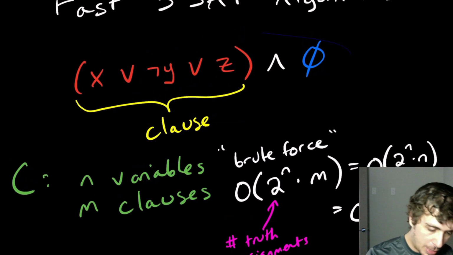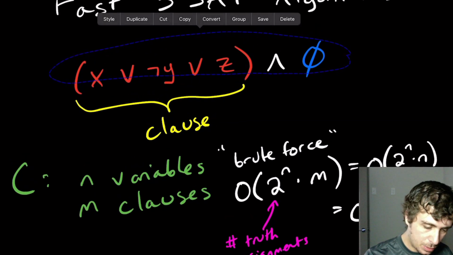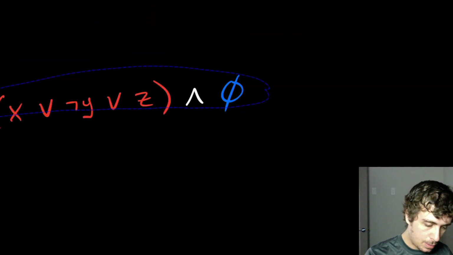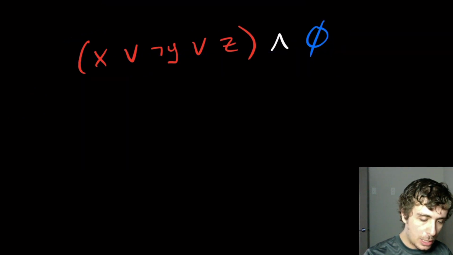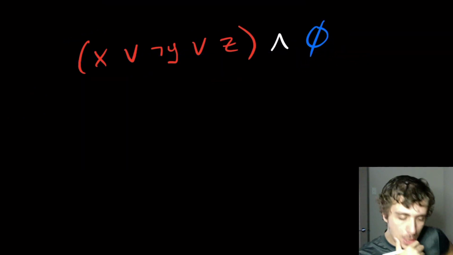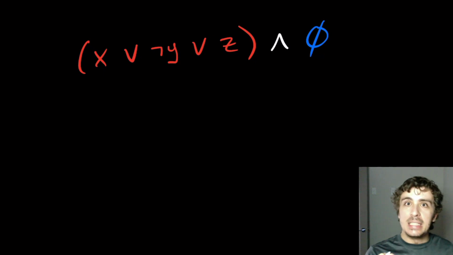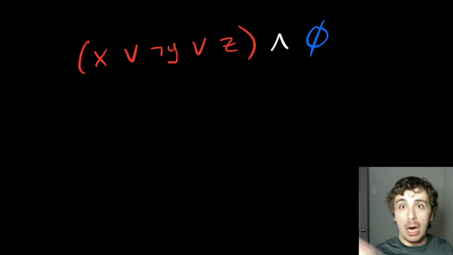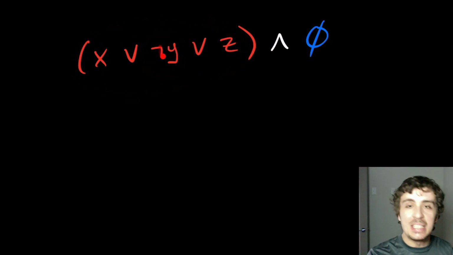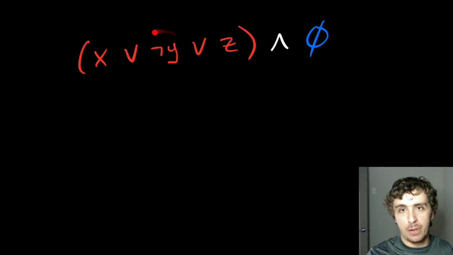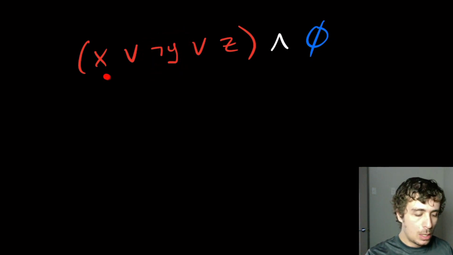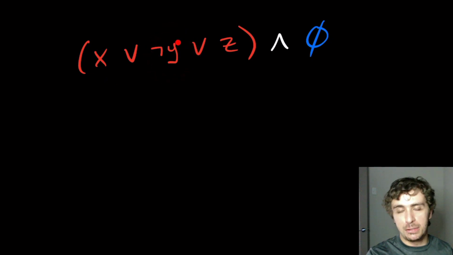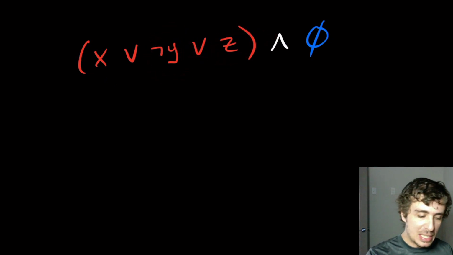So what I'm going to do is copy this down so that we can play with it. All right, so we've got a little clause right here and a formula, okay? If this is satisfiable, then one of these is going to be set to true, obviously, or at least evaluate to true. And if y is false, then this evaluates to true. So either x is true, y is false in this case, or z is going to be true.